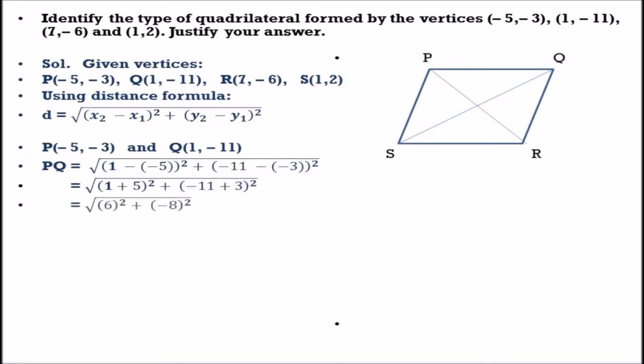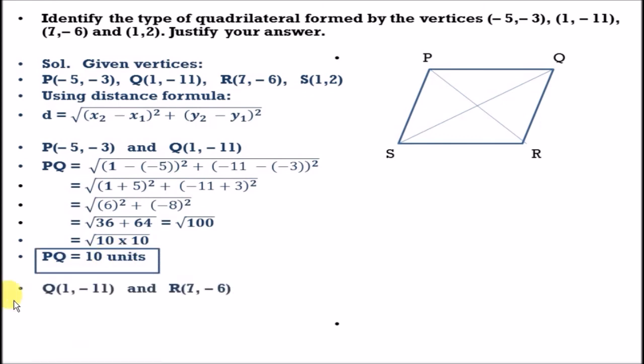1 plus 5 will give us 6 square, plus minus minus, 11 being the bigger number, so minus sign will carry on. 11 minus 3, 8, minus 8 whole square. 6 6s are 36 plus minus into minus plus, 8 8s are 64. So 36 plus 64, root over 100, which can be expressed as 10 into 10. So we can take 10 out. So the distance or the length of PQ will be 10 units.